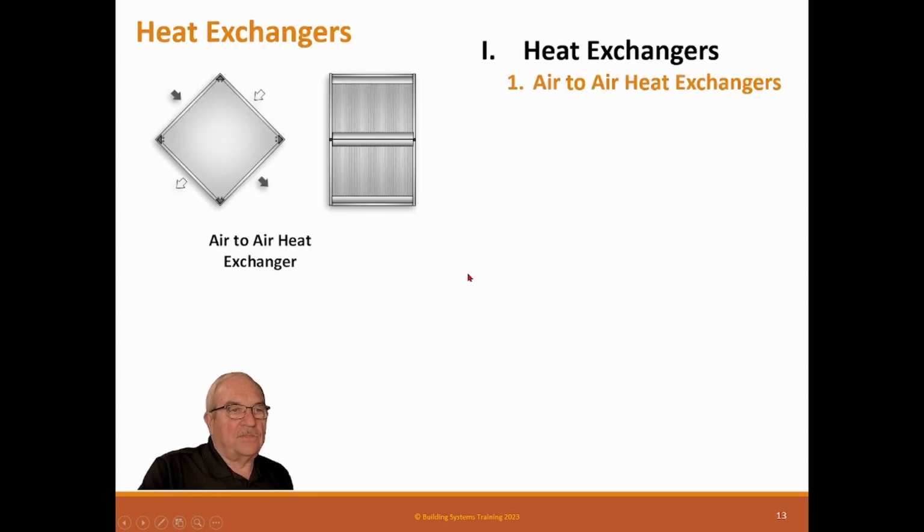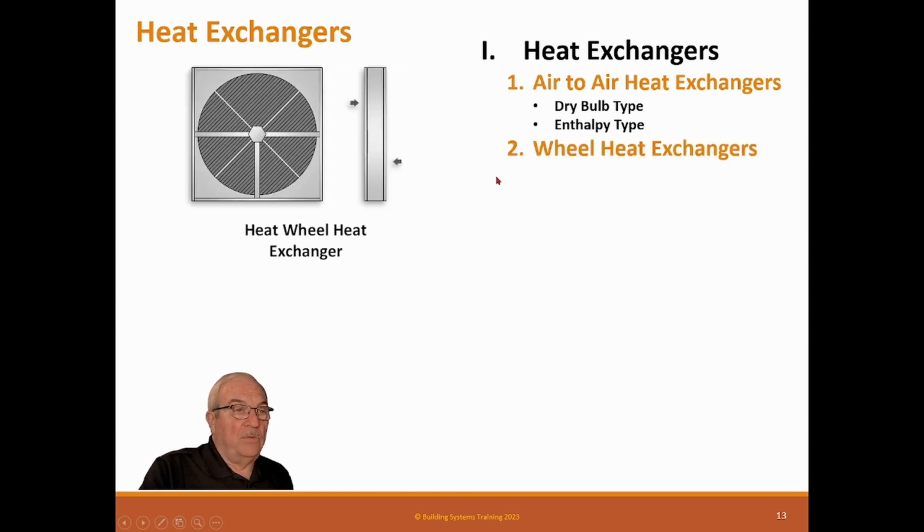Heat exchangers. You can get an air-to-air heat exchanger, the dry bulb type. You can get enthalpy type that actually move moisture between them. And these are designed for systems that have a large outside air load. So you can take the outside air and put it through here, and then put the exhaust air through here, or relief air through here. And you can capture the heat of the relief air or the exhaust air to put it in the incoming air. You can have heat wheel exchangers, which exchange air that way.